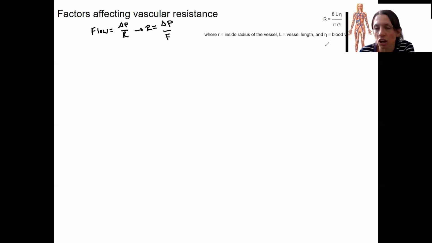We'll go through the top ones first, the numerator. So these are going to be things that increase blood resistance because they're on the numerator. So as these get bigger, resistance gets bigger. So the first one is viscosity. What's viscosity? The thickness of something. So stickiness. So a viscous fluid is honey. Water is not as viscous as honey. Oil is more viscous. So it's the thickness or stickiness of a fluid.